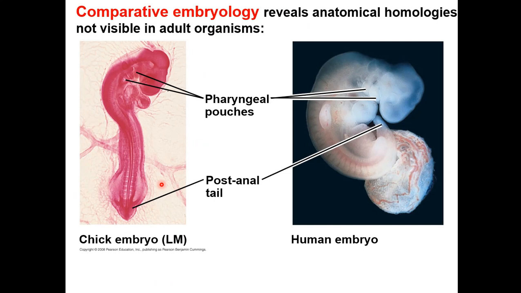Okay, itsura ng embryo. Tingnan nyo, this one is a chick embryo and a human embryo. Yung kanilang pagkakaparehas, meron silang post-anal tail. And meron silang pharyngeal pouches, dito sa pharynx nyo. So, yan. It reveals anatomical homologies not visible in adult organisms.